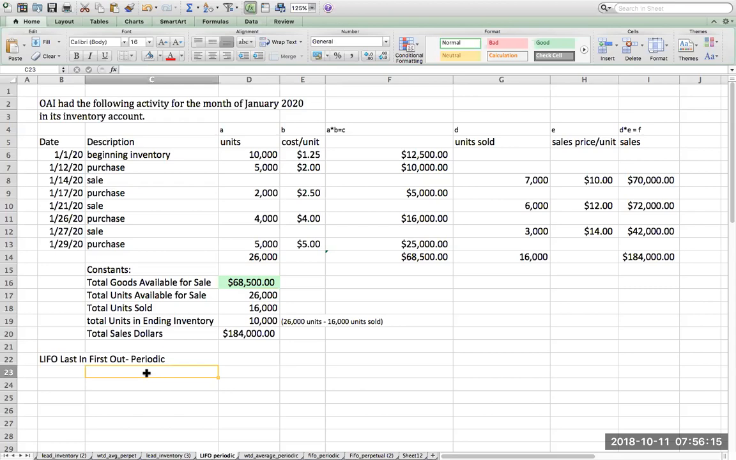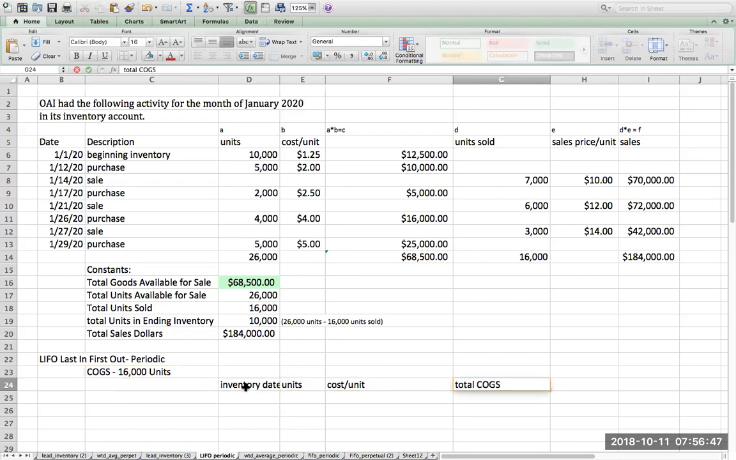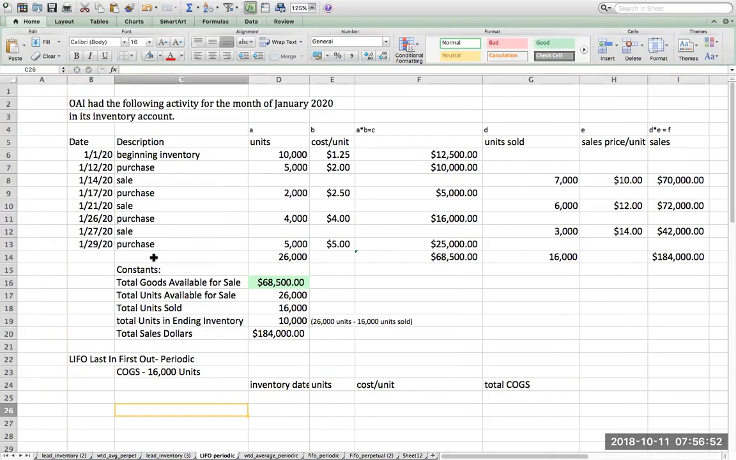So when I'm doing last in, first out periodic, I need to take the cost of goods sold, 16,000 units. The way I'm going to approach this is my last goods in are my first ones that I take to cost of goods sold. So here, we're going to basically take the inventory date. We'll have the units, the cost per unit, and we'll have our total cost of goods sold. So we've got 16,000 units that we need to take to cost of goods sold.